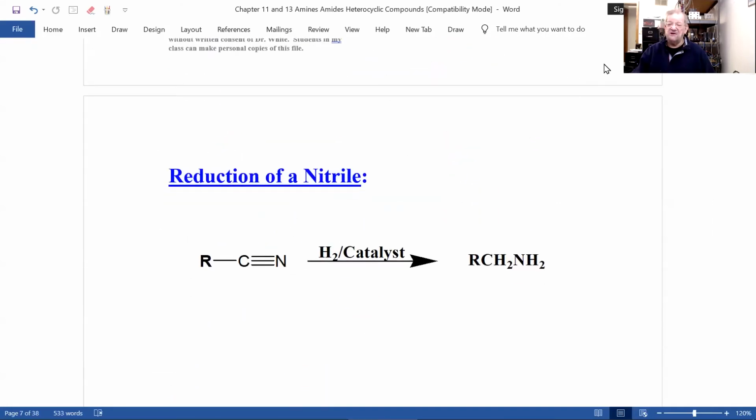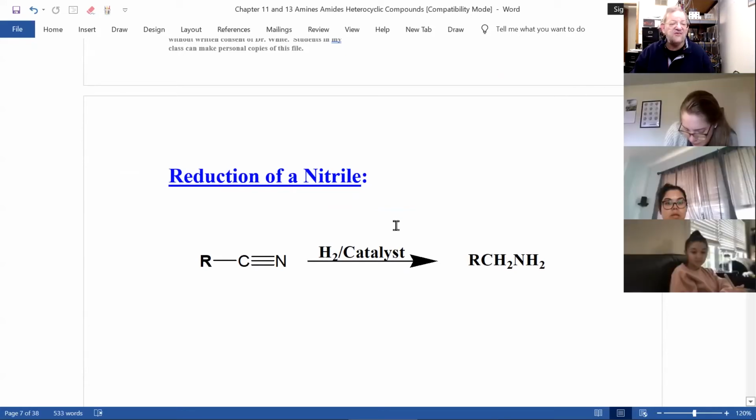Now, there's a really neat way of making primary amines, and that's called the reduction of a nitrile. Now, I haven't mentioned it before, and I don't really ask you to learn names, but when you have a multiple bond, like a double or triple bond, and you add hydrogen to each atom of the bond to make an atom-atom single bond, we call that a reduction. That's also called hydrogenation.